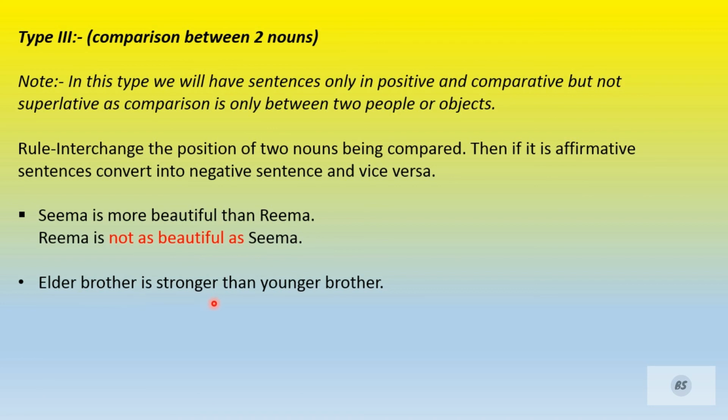Elder brother is stronger than younger brother. Stronger means it is comparative degree. Now here also, elder brother and younger brother, two people are involved. So we cannot convert the sentence into superlative, but only from comparative to positive. We will see that it will convert from affirmative to negative: Younger brother is not as strong as elder brother.